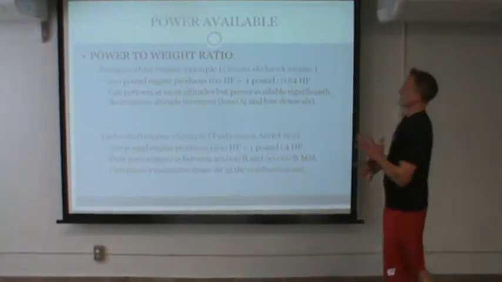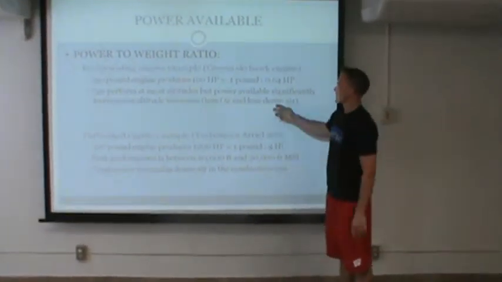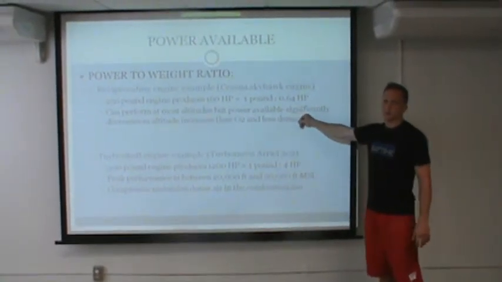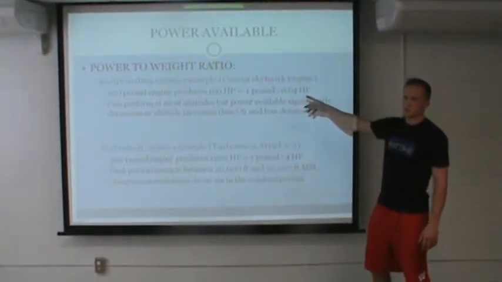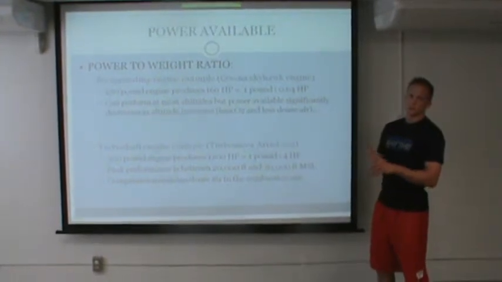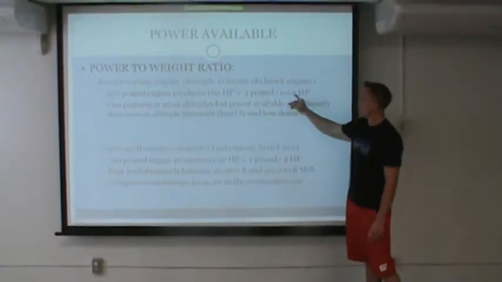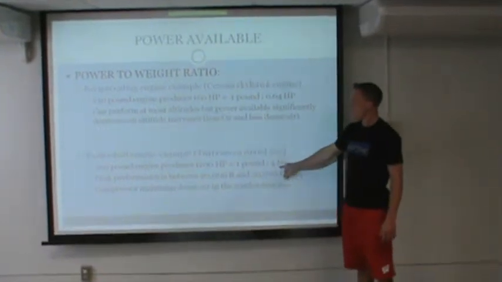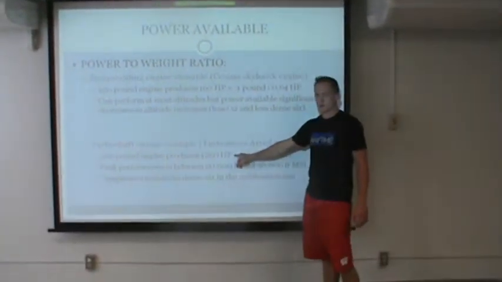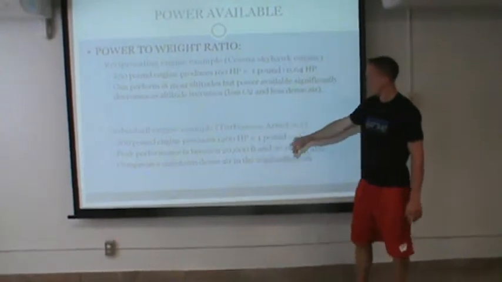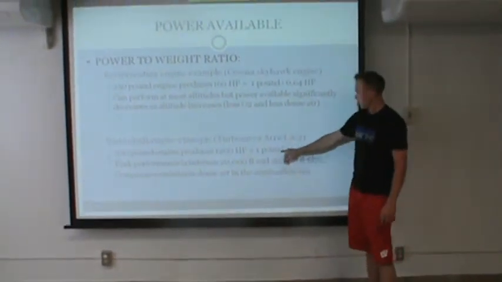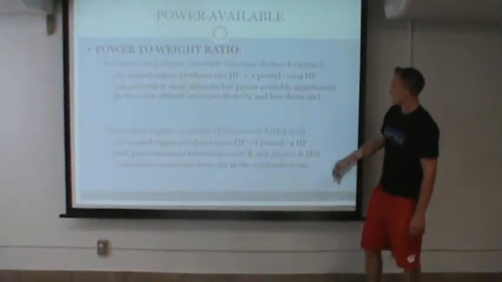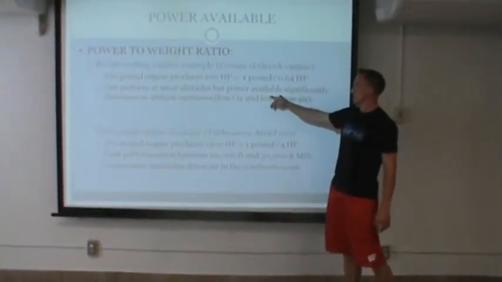On to our next topic, the power available. Your standard Cessna Skyhawk engine weighs about 250 pounds. It puts out about 160 horsepower. The power to weight ratio on that is 1 pound of engine to 0.64 horsepower, which is not very much. Your turboshaft engine is about 300 pounds, it puts out around 1,200 horsepower. So you're at 1 pound of engine for every 4 horsepower it produces. Difference in altitudes for your performance and your power available.